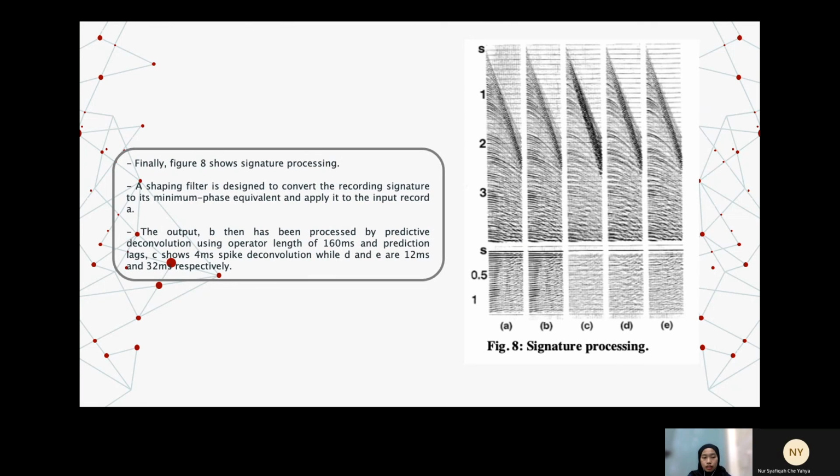Finally, figure 8 is showing the signature processing. A shaping filter is designed to convert the recording signature to its minimum phase equivalent and apply it to the input record A. The output B has then been processed by predictive deconvolution using an operator length of 160 milliseconds and prediction lag. C shows 4 millisecond spike deconvolution, while D and E are 12 milliseconds and 32 milliseconds respectively.